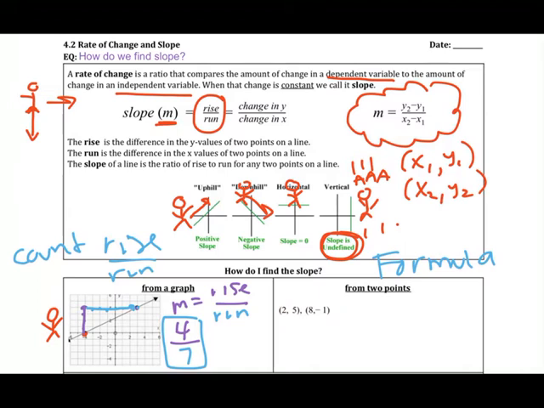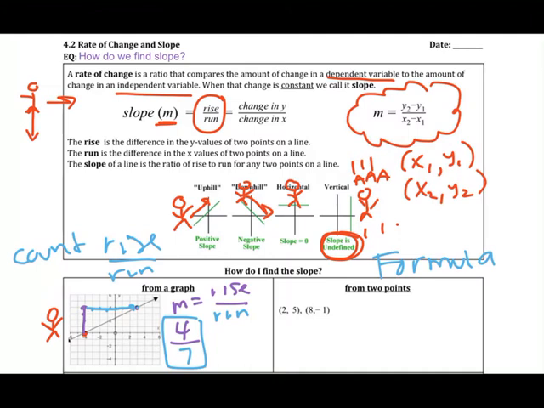I know that for me personally, unless I have graph paper, when I graph, it is not accurate enough for me to be able to count. So I would rather use the formula. Plus, I just don't like to graph if I don't have to. But you are more than welcome to graph it if you would like to. This formula says that I need to have 2 points.